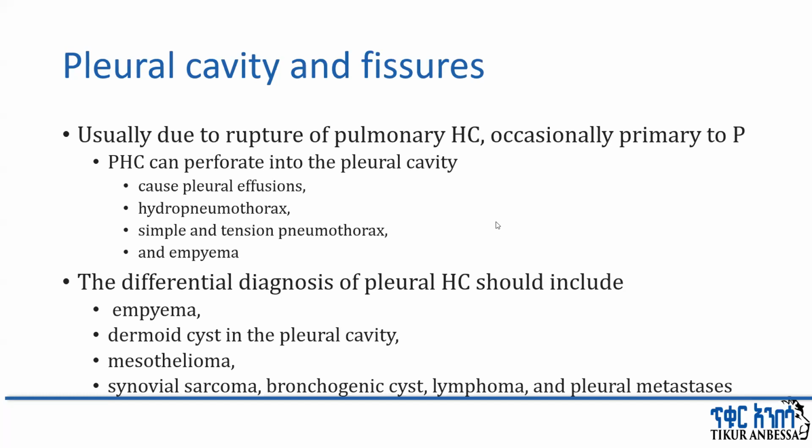The pleural cavity and the fissures are rarely involved, but they are not exempt from the disease, usually due to rupture of pulmonary hydatids, or occasionally primary to pulmonary extension. Pleural cavity hydatids cause pleural effusion, hydropneumothorax, simple and tension pneumothorax, and empyema due to infection. The differential diagnosis of pleural hydatids should include empyema, mesothelioma, synovial sarcoma, bronchogenic cyst, lymphoma, and pleural metastasis.